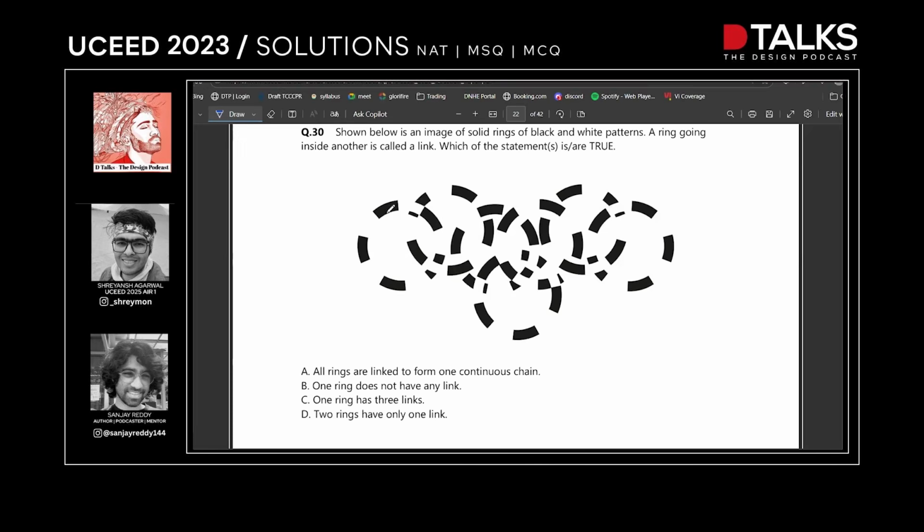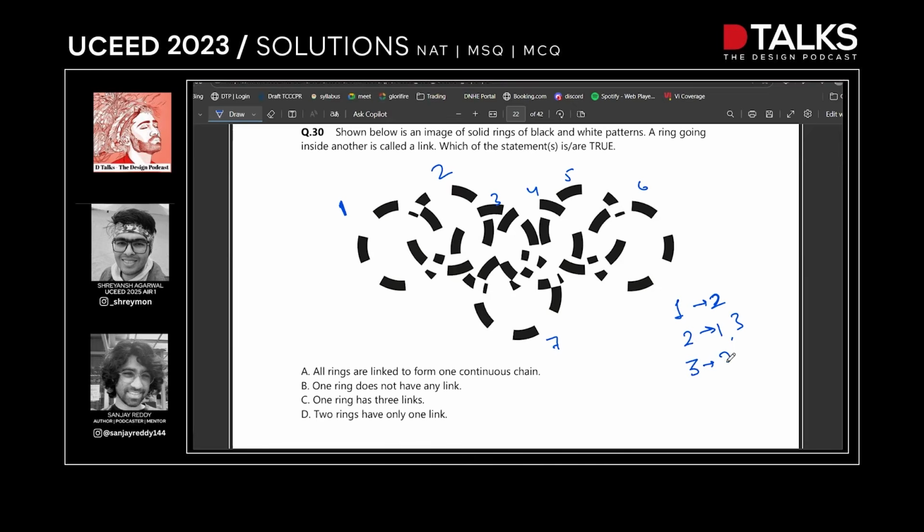This particular ring, if you see, it's linked to the second one. As you can see, the white part is above the first ring, and here the black part is below the second ring. So this is the link. Let's number the rings. There's one, two, three, four, five, six, and seven. So one is linked to two. Two is linked to one, and it's also linked to three.